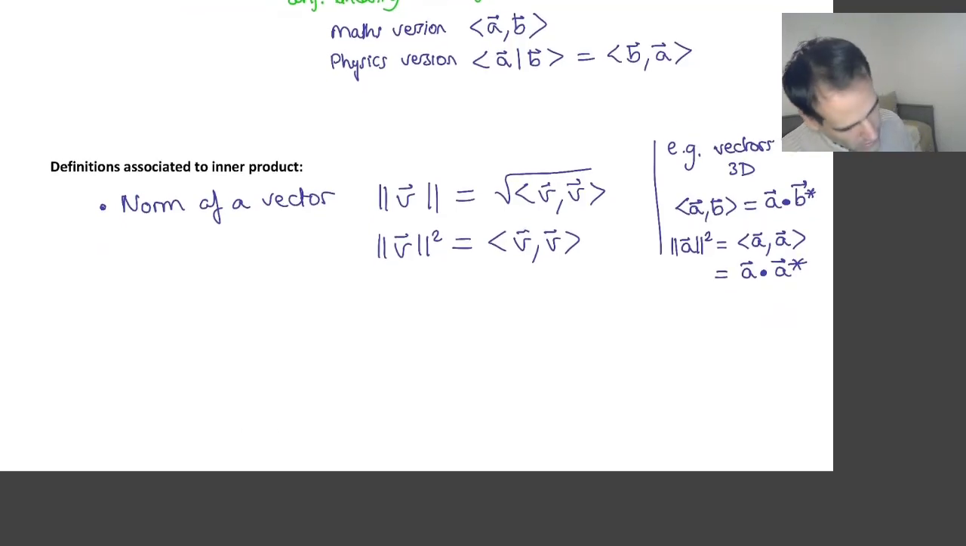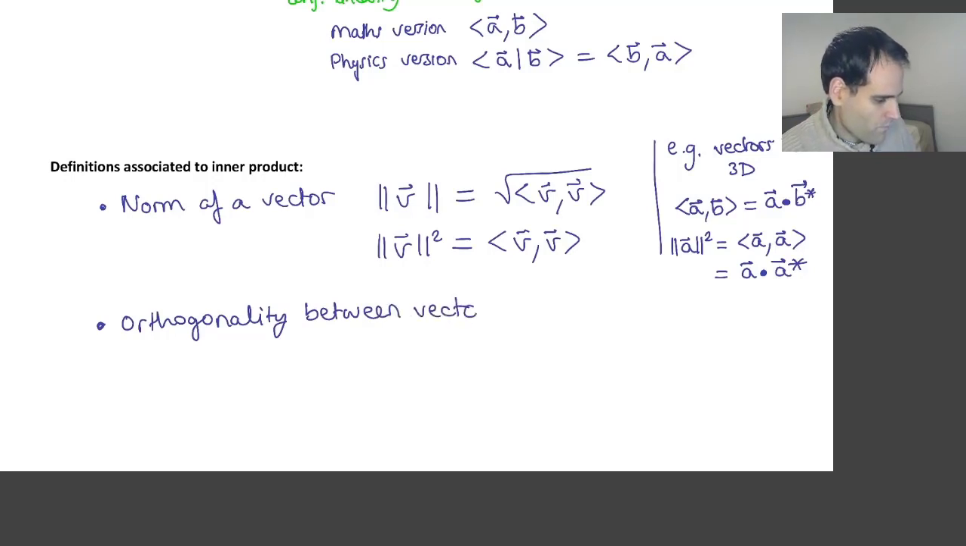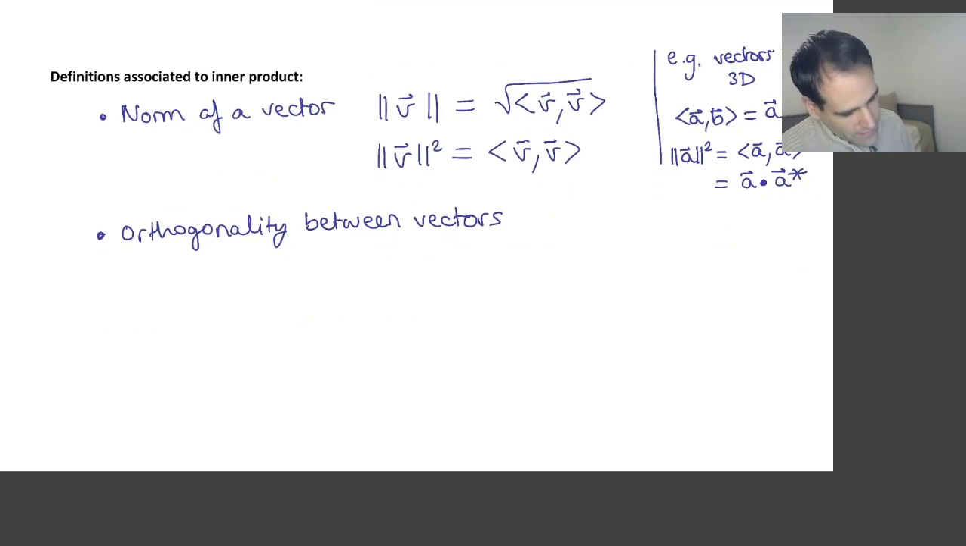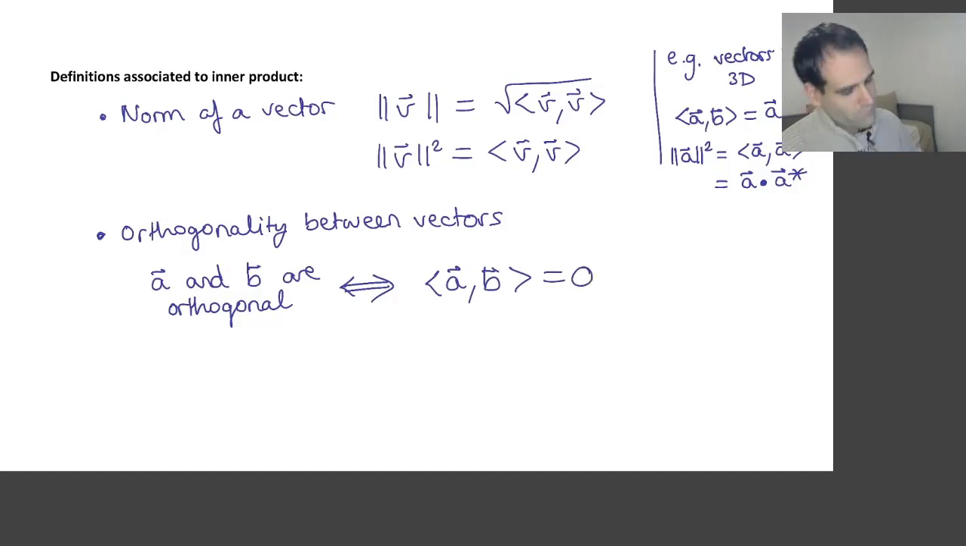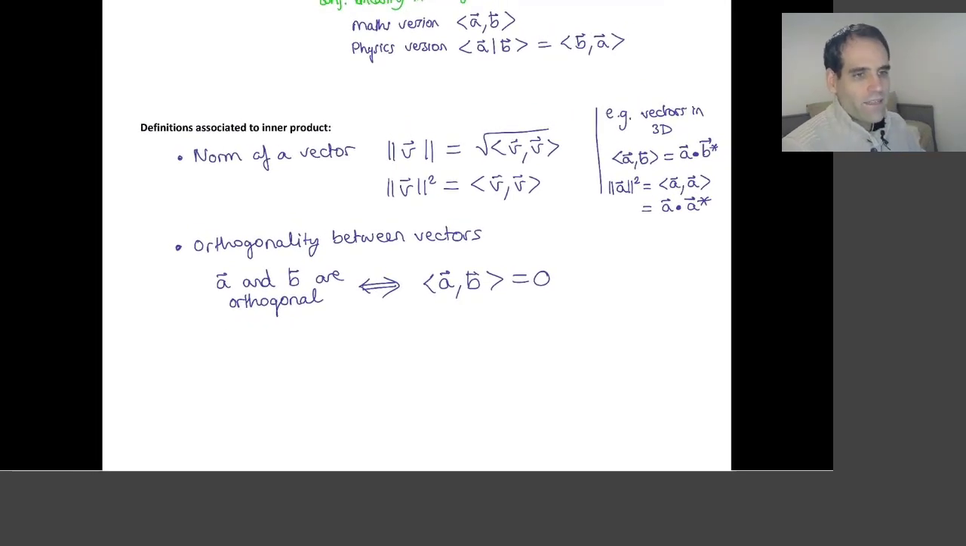Okay, another definition that the inner product allows us to do is to define orthogonality between vectors. So we can say that A and B are orthogonal if and only if, and this is by definition of orthogonality, this is what we define it to be, when the inner product between them equals 0. Yes? So that's how we can tell if two vectors are orthogonal.